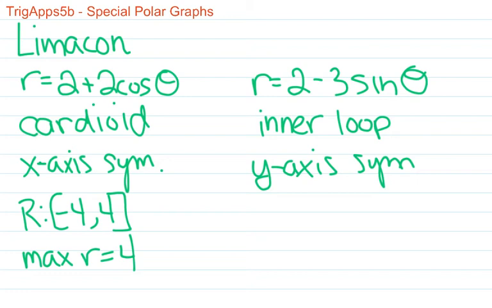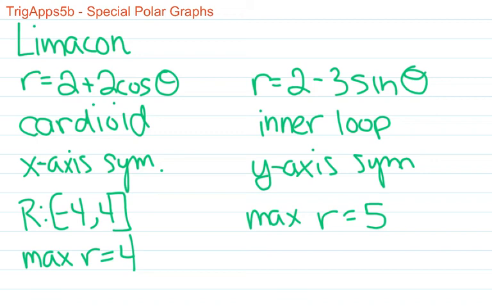And then one more thing, again, like the max R value, if you're standing at the origin or the pole, the max R would be 5. Ooh, that's kind of weird. You would maybe expect it to be like 1 or -1, but it's actually 5. It's really just the 2 added to the 3. So even though it's negative, it still has this max R value of 5. All right, so that's a limacon with an inner loop.